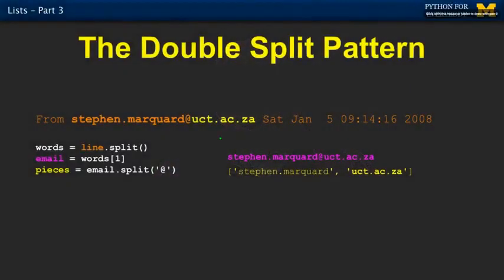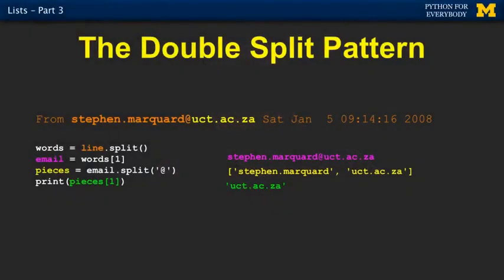Then we're going to do a double split, a second split. We're going to put this variable, word sub 1, which is this one right here, into the email variable. Now we're going to split this thing right here based on @, because we know the email consists of two parts. One is before the @, the second is after the @. Now what we get is a list. You see that it's split based on the @. This is the 0 piece and this is the 1 piece.